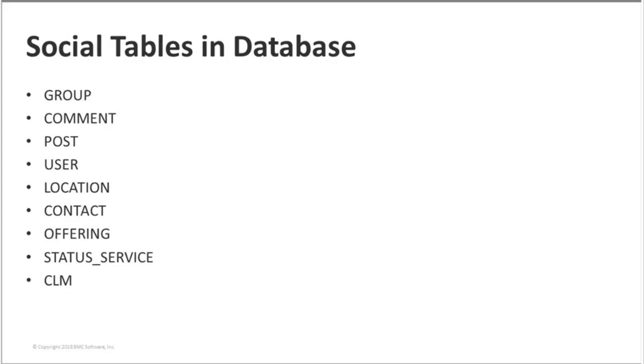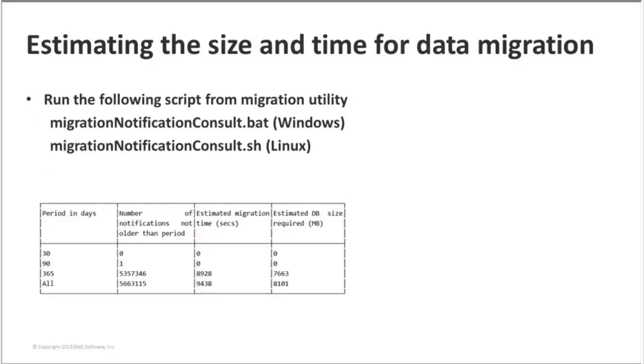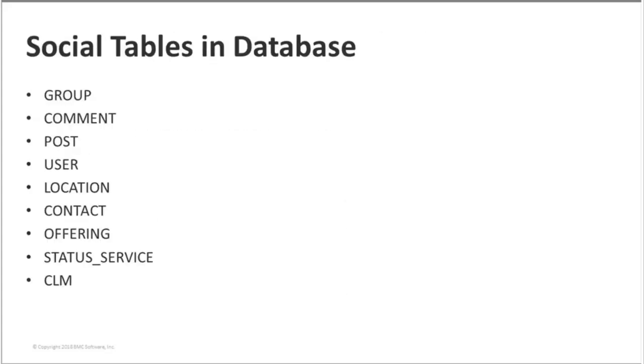Again, some more here. There's a group table, comment, post, user, location, contact, offering, status service, CLM. So these are the different tables that we have added in order to migrate the data from Mongo to the relational database.